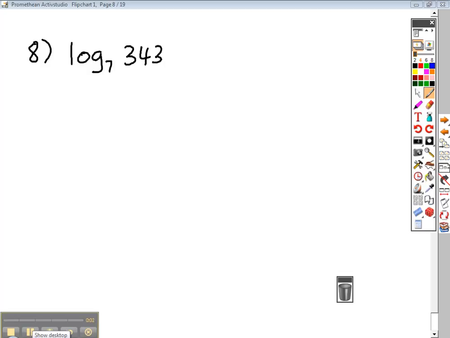It says without a calculator. Now, it is a calculator-based test, so I'll show you two ways. Without a calculator, you have to rewrite it in exponential form. 7 to the question mark equals 343. And then it's just guesswork, and you can see that question mark will be 3.